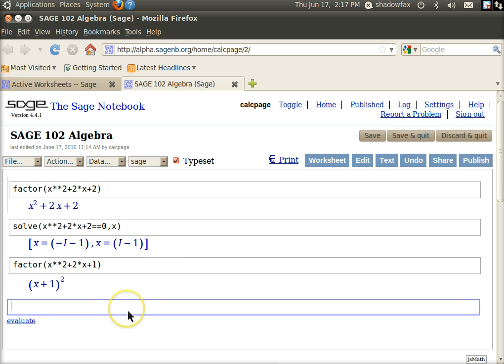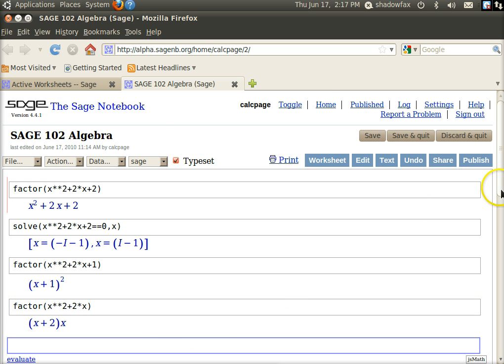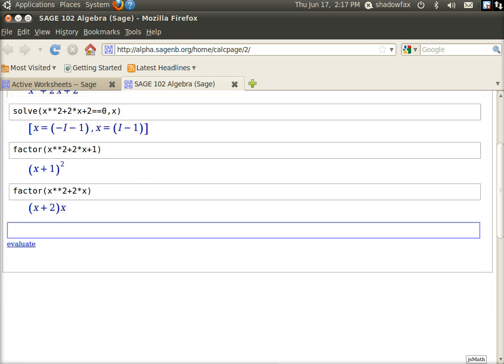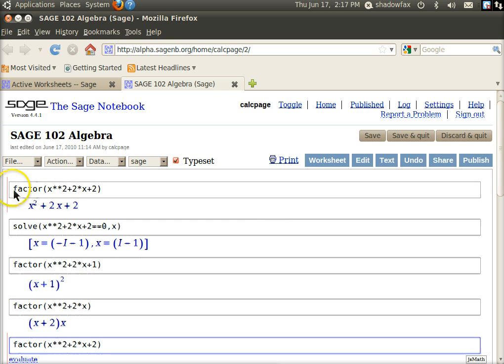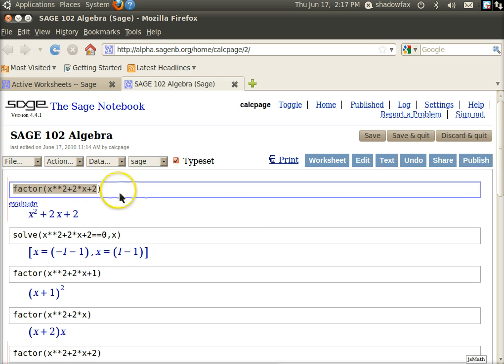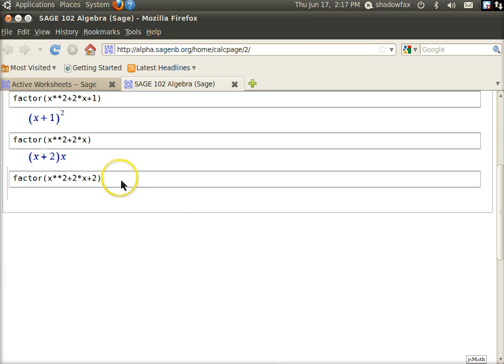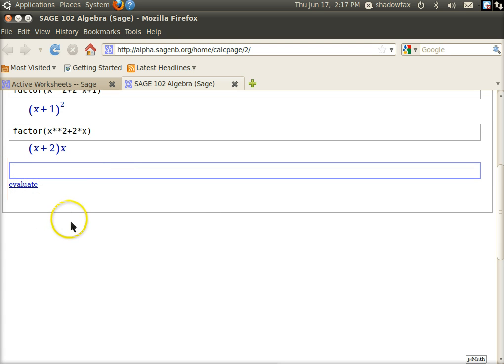Let's change it up again. I think instead of +1 I'm going to have +0, and that's a greatest common factor of x. Let's see if it takes out the x for us. Yes, it does. Very nice. Okay, let's change it up again. I just did, by the way, all I did was highlight this with the mouse. In case I'm going too fast for everybody, Control C for copy, and then I went down here and did a Control V for paste.